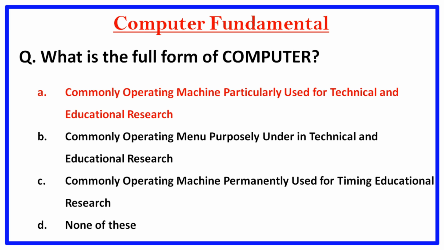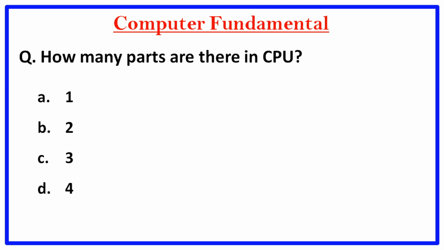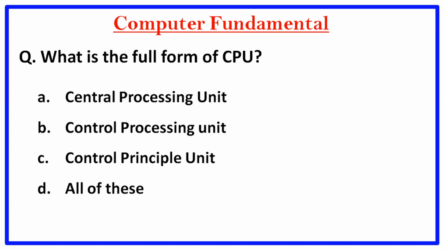Next question, the brain of any computer systems is dash. Right answer is CPU. Next question, how many parts are there in CPU? Right answer is options B, 2. Next question, what is the full form of CPU? Right answer is options A, Central Processing Unit.